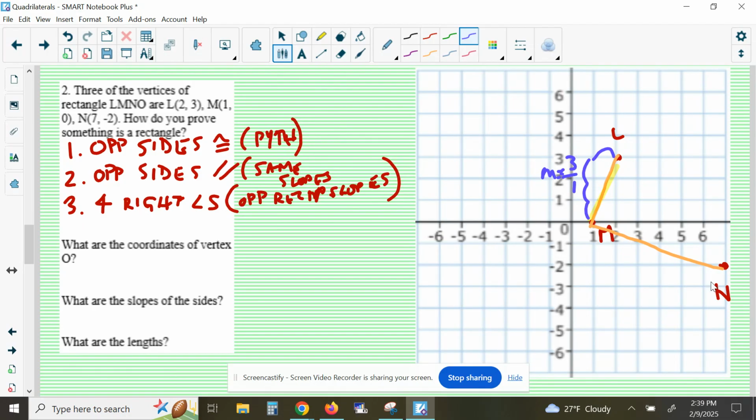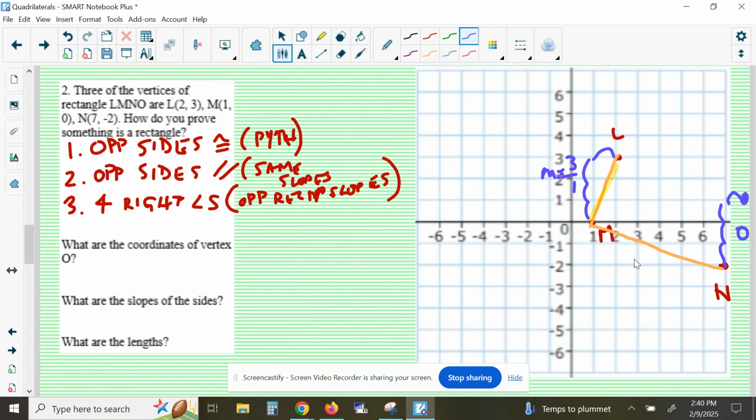Rise 3. Now this side over here that's missing, what has to be the slope of it? If the slope of this side is rise 3, run 1, then the slope of this side also has to be rise 3, run 1, because opposite sides are parallel, so they have the same slopes. So from here I have to rise 3 and run 1. Boom. So that's going to put me right here. So it looks like that is where my point O is going to be.